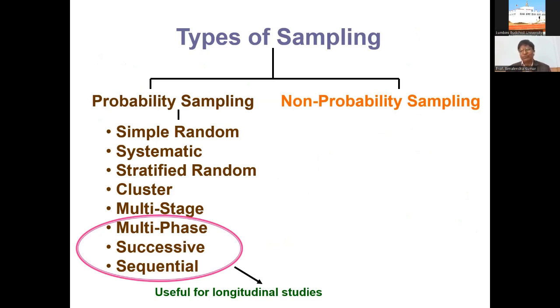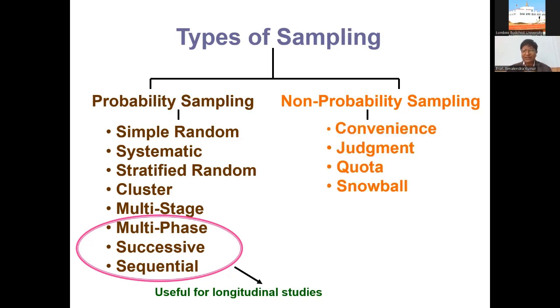And if you remember the sampling method of the research, we had discussed what is sampling and what are the types of sampling. There are two types of sampling, probability sampling and non-probability sampling. Probability sampling is simple random, systematic, stratified random, cluster, multi-stage, multi-phase, successive and sequential. These last three, multi-phase, successive and sequential, are useful for longitudinal studies.